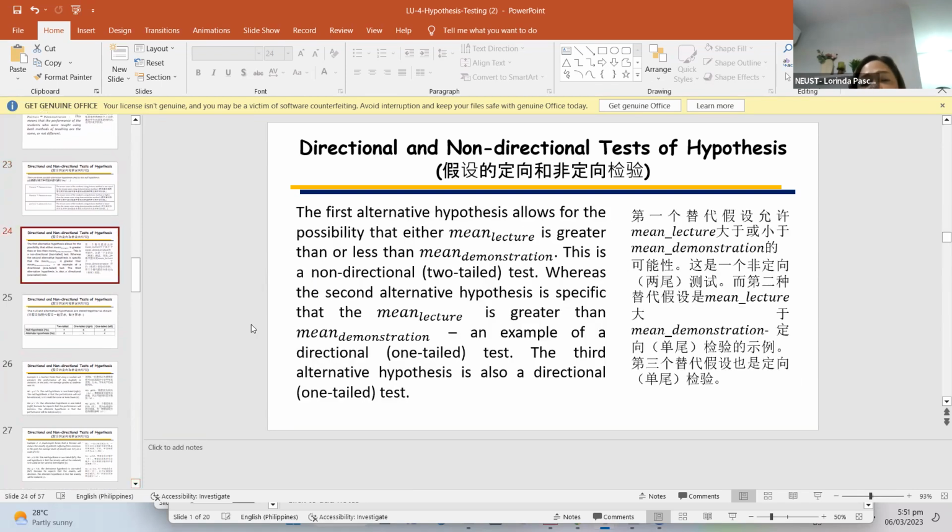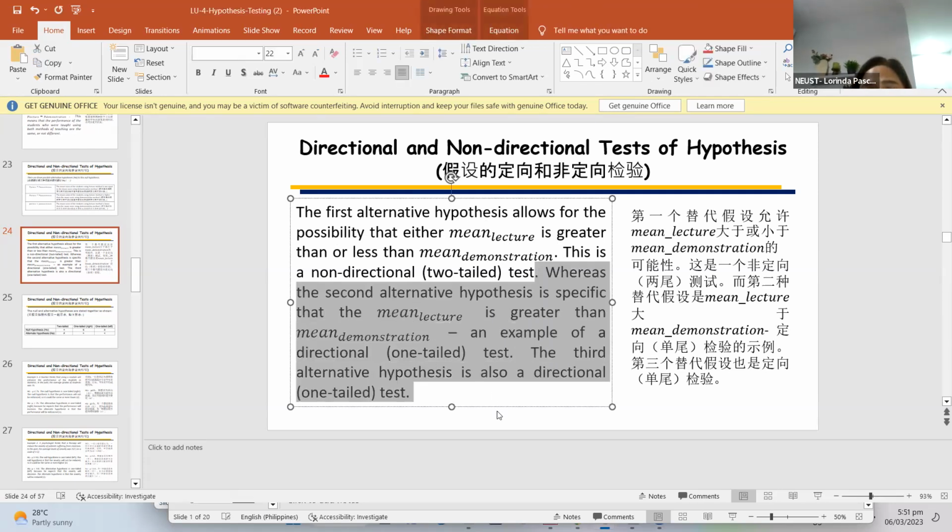So the first alternative hypothesis allows for the possibility that either, kasi sinabi lang doon not equal, so it means that either the mean of the lecture is greater than or less than the mean of the demonstration. So in this case, if this is your alternative hypothesis, then the test that you will perform is a non-directional or two-tailed test. Because either mas mababa yung isa or mas mataas yung isa, but we do not know. Ang sabi lang natin ay they are not equal. So if you perform a test and you want to accept or retain the null, then you use a two-tailed test because this is non-directional.